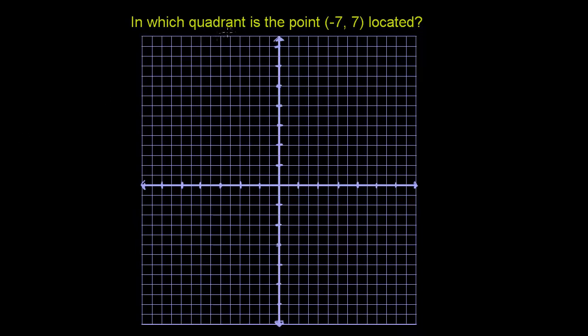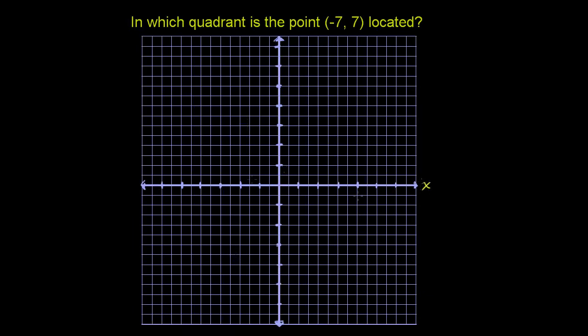In which quadrant is the point -7, 7 located? So let's just review what a quadrant is. A quadrant is each of the 4 sections of the coordinate plane. And when we talk about the sections, we're talking about the sections as divided by the coordinate axes.